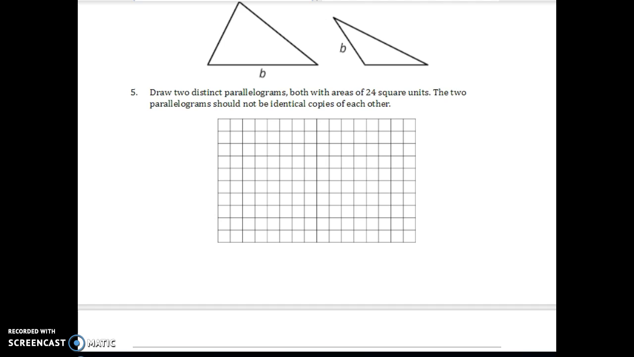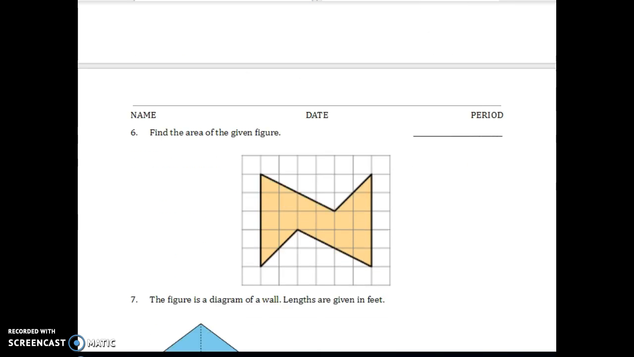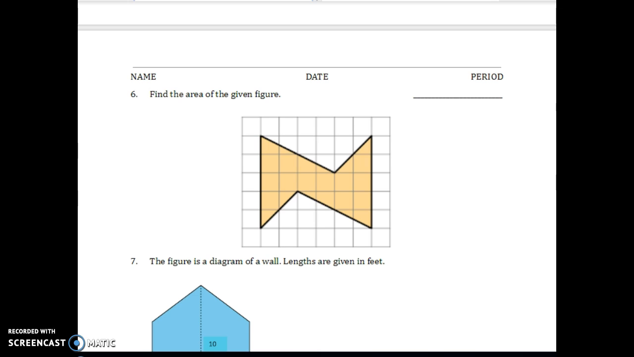Question 5. Draw two distinct parallelograms, both with areas of 24 square units. The two parallelograms should not be identical copies of each other. Question 6. Find the area of the given figure.